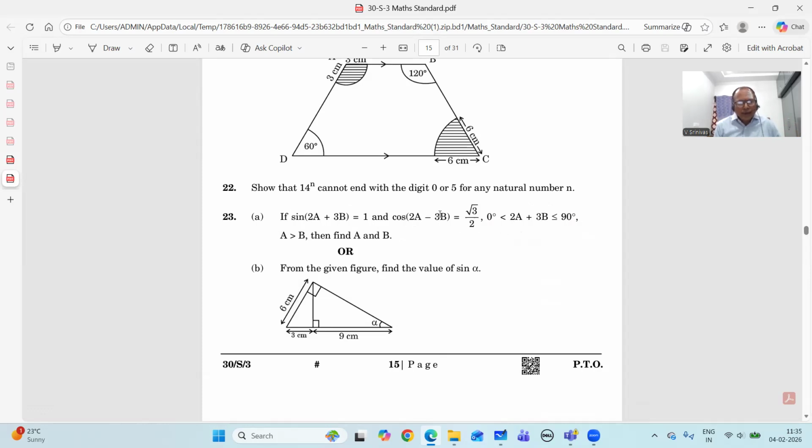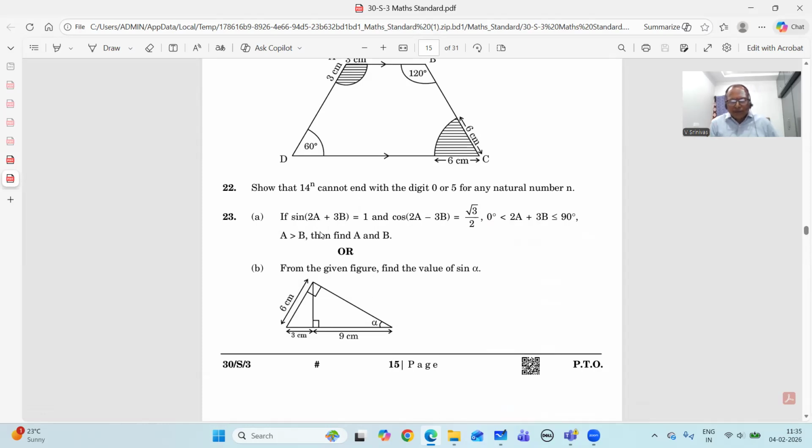And in the first quadrant, cos theta is root 3 by 2 means sin theta is half, cos theta is root 3 by 2. So this 2a minus 3b becomes 30 degrees, and 2a plus 3b is 90 degrees. From these two equations, we can solve a and b. So that's how we proceed. Let us look into the working.